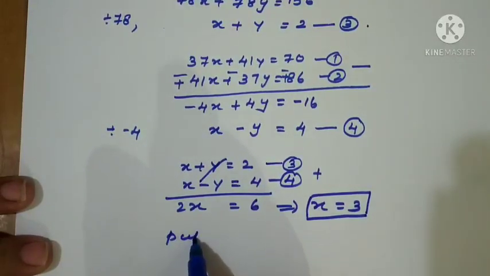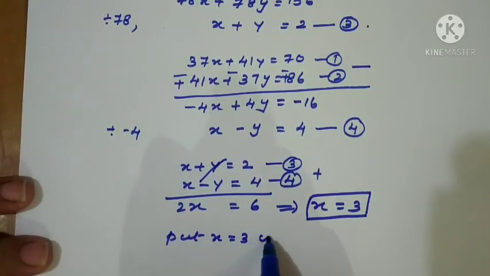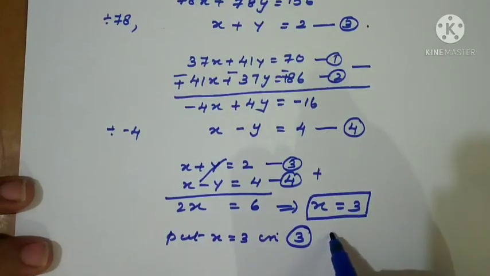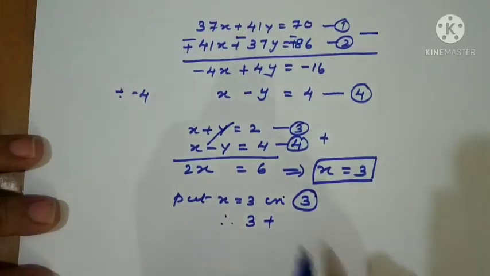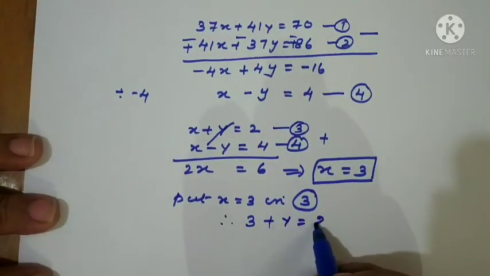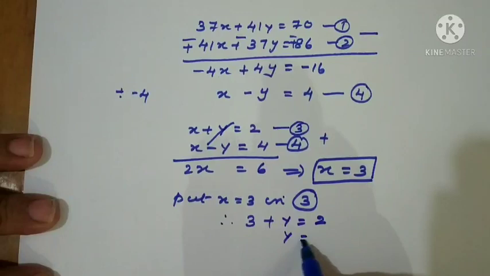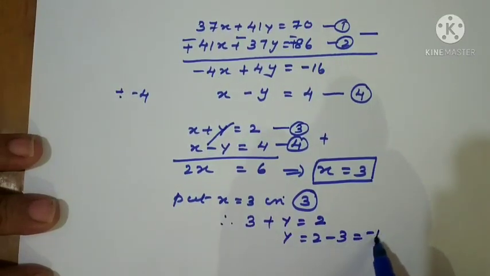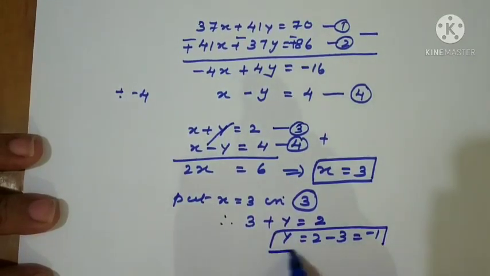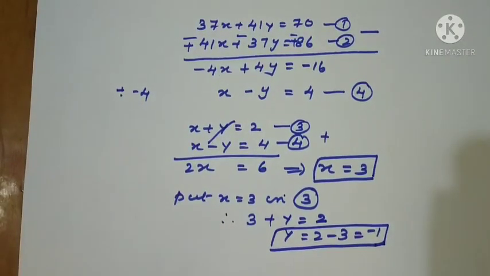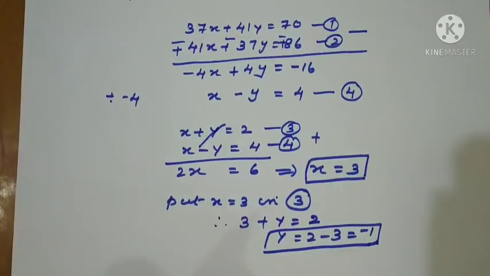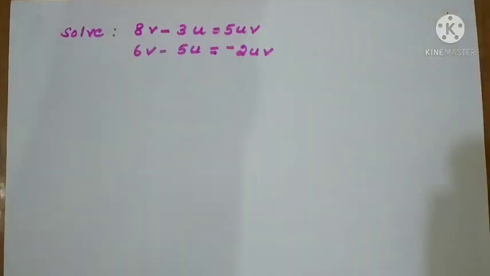Put x equal to 3 in equation 3. Circle it. That means equation 3. Therefore 3 plus y equal to 2. Therefore, y equal to 2 minus 3 equal to minus 1. So, we got the value x equal to 3 and y equal to minus 1. This is also one of the important questions we can see in the question papers.